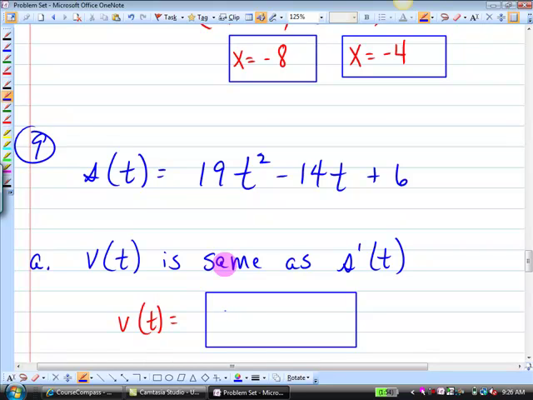Anybody? What's the derivative of this one? Well, I'm pointing and you're not seeing. Hello, wake up.